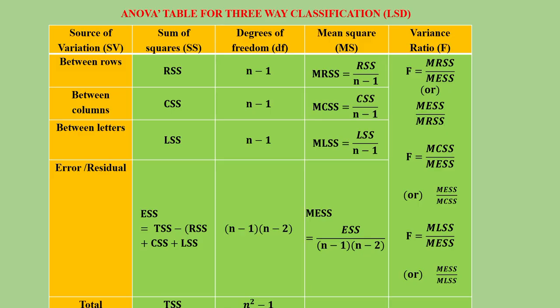Then the mean sum of squares: MRSS, MCSS, MLSS, MESS. Then find the ratio F: MRSS by MESS or MESS by MRSS, according to which one is greater. The greater one should be in the numerator and the lesser one in the denominator. Similarly for MCSS, F is equal to MCSS by MESS. First one FR, second one FC, then FL you can take, for the notation. Third one MLSS by MESS or MESS by MLSS.